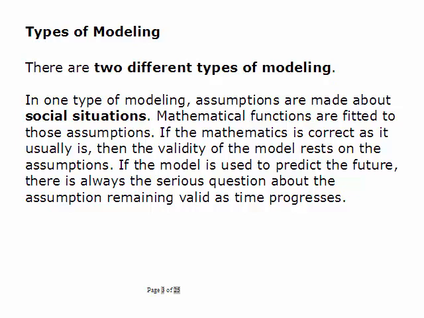In one situation, the social situations, assumptions are made about a social situation, usually based on some kind of observations or ideas. After that, mathematical functions are fitted to those assumptions. Now, if the mathematics is correct, and usually the mathematics is correct, then the validity of the model rests on the assumptions.